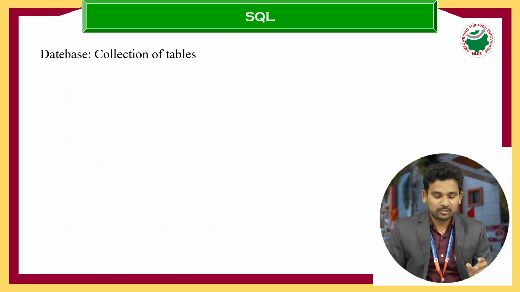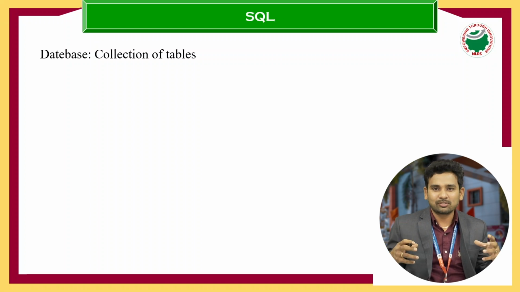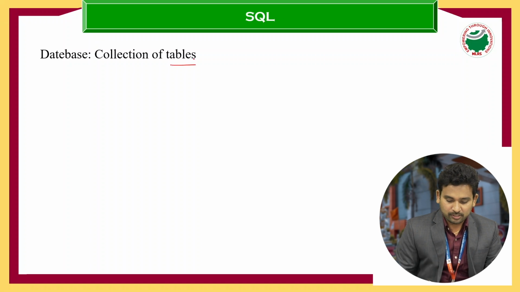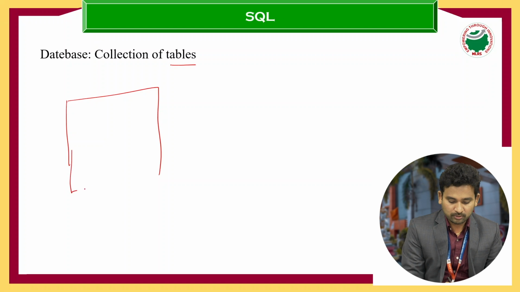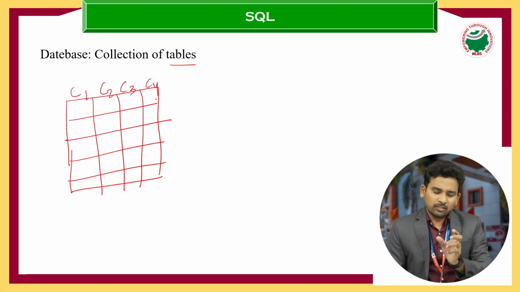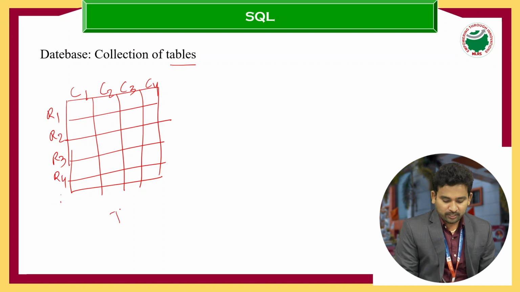So first of all, coming to the database. A database is nothing but a collection of tables, and we also call it a container of these tables or data. A collection of tables consists of columns as well as rows. Let us say I am considering one table having columns C1, C2, C3 and C4, and rows R1, R2, R3, R4 and so on. This is table 1.